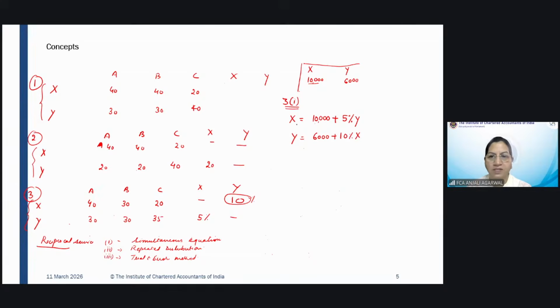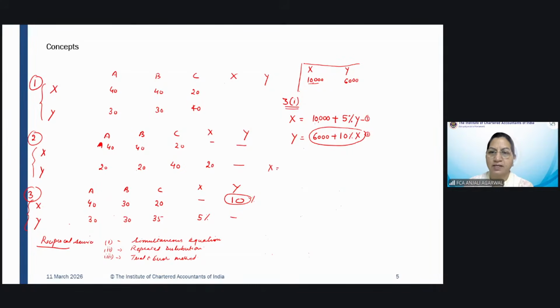Right? So how much is X? 10,000 plus 5% of Y. And how much is Y? Y is 6,000 plus some portion of X, which is 10%. So X allocates 40, 30, 20, and 10% to Y. So Y is not just 6,000, but 10% of X. But we don't know what X is until we know how much will be coming to Y. Now substitute this value of Y in the first equation.